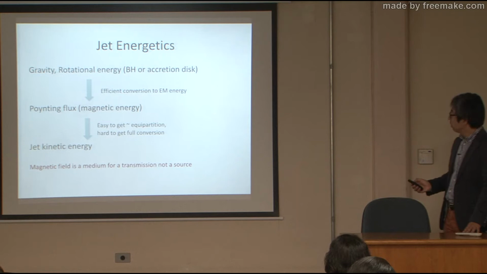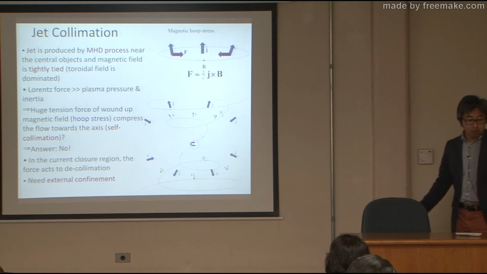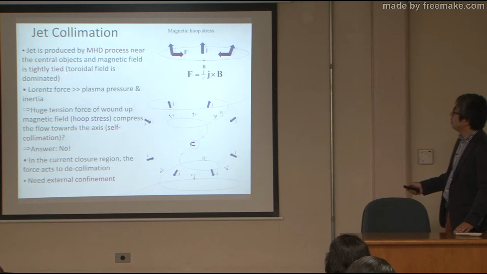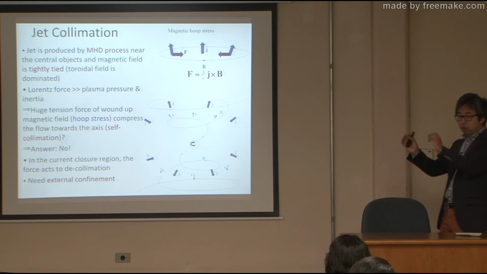Next, let's talk about jet collimation. The jet is produced by the MHD process near the center of the object, and the magnetic field is wound up, so this is the toroidal-field-dominated case. It is simply the situation where there is only a toroidal magnetic field.